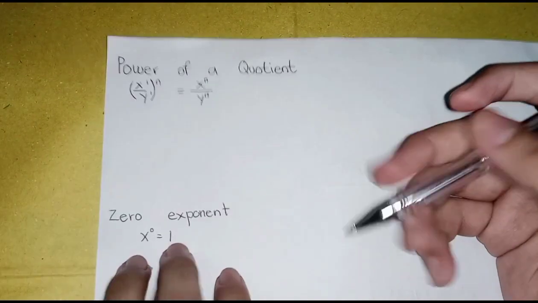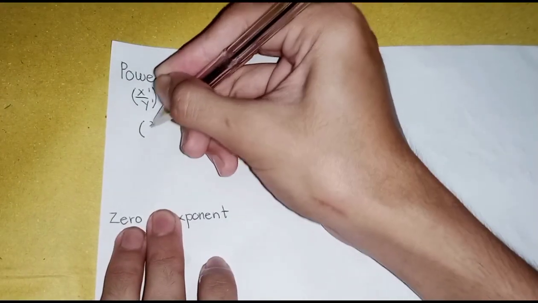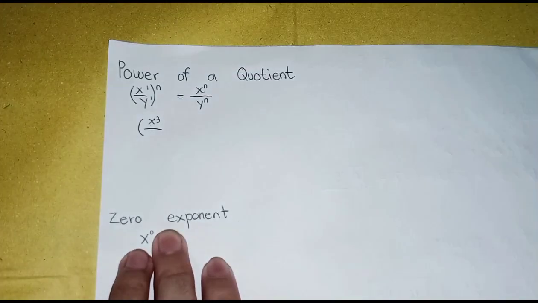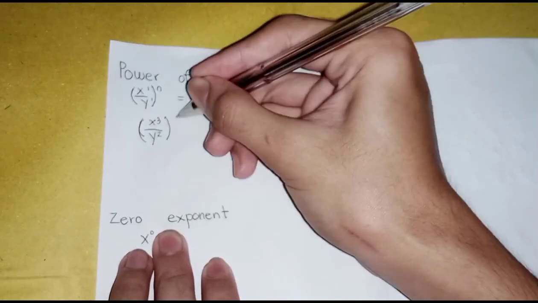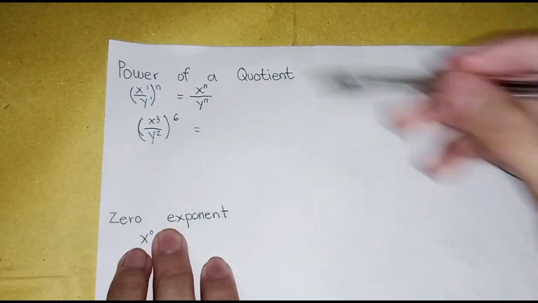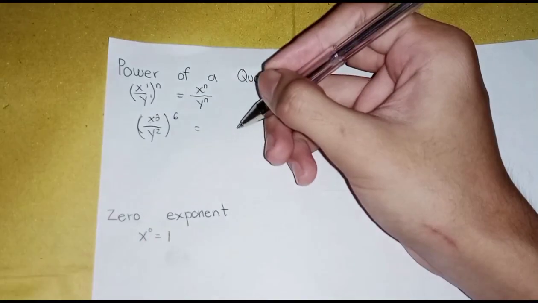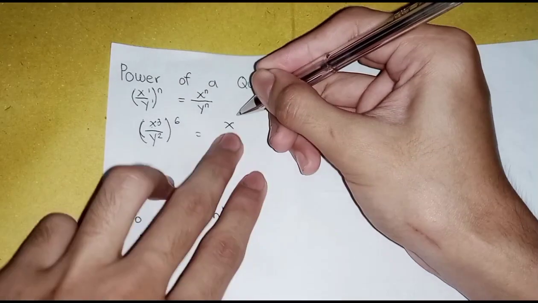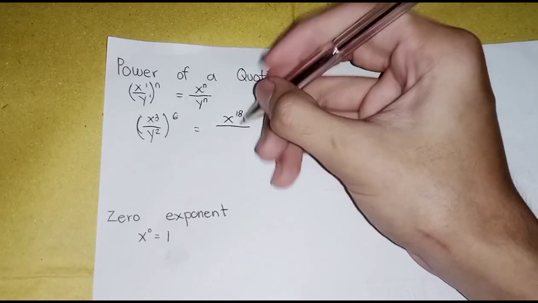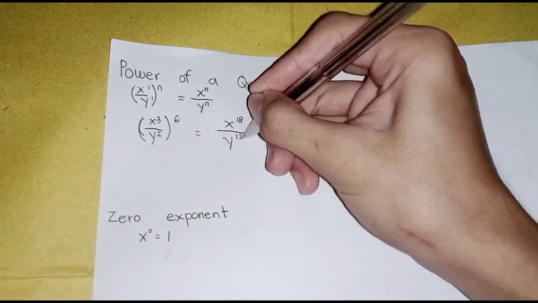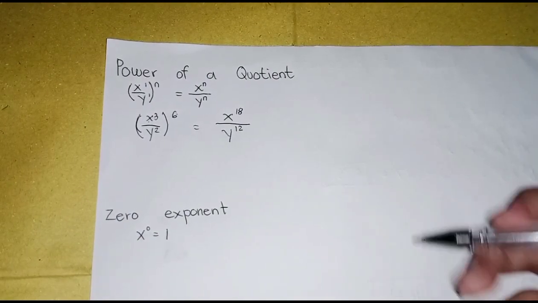Example tayo ng x raised to 3 over y squared, raised to 6. So, pag times natin ng mga exponent nila, 3 times 6 is 18. X raised to 18 over 2 times 6 is 12. And naging y raised to 12. Example naman tayo, numbers.